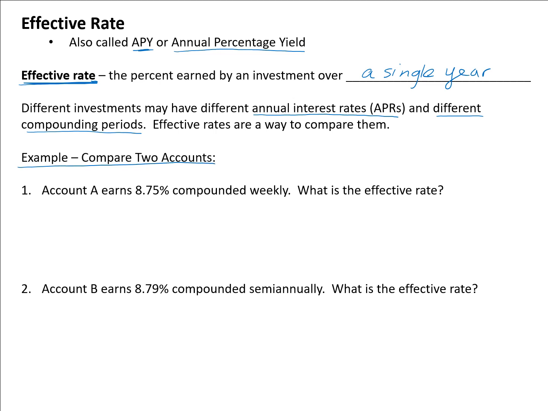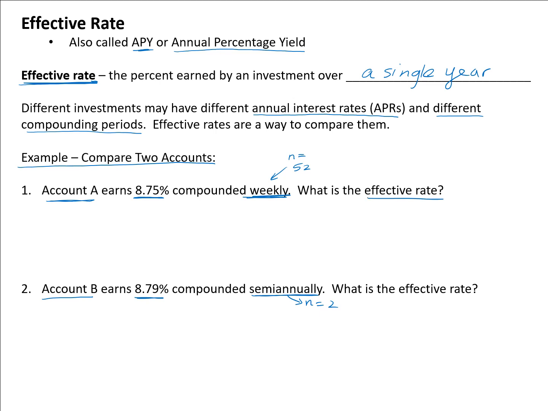So I've got two accounts here. Account A earns 8.75% compounded weekly. So a lot of compoundings a year. That's 52 weeks in a year, so N is equal to 52. 52 times you earn interest a year. So that's a lot. Account B earns a slightly higher interest rate, 8.79%, but it's only compounded semi-annually, so that would be N equals 2. So less compoundings, but a higher interest rate. Is the higher interest rate going to be better, or is more compoundings going to be better with a slightly lower interest rate? What we can do to compare is calculate the effective rate.